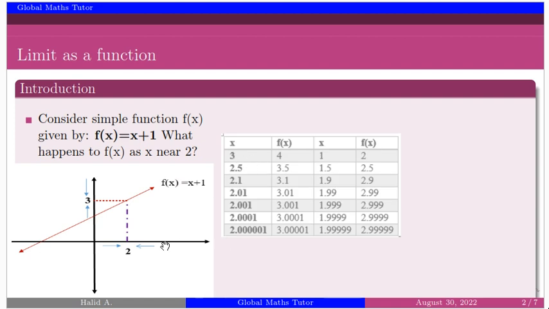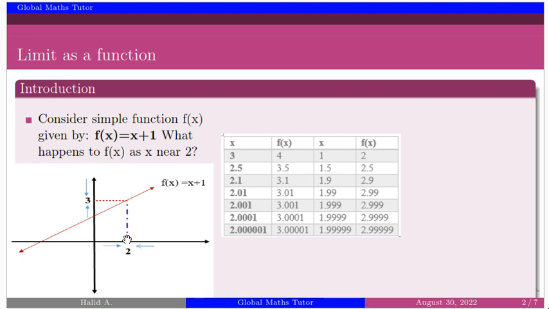For example, from this side, if you start from 3, f of x is x plus 1, so 3 plus 1 is 4, and when we get nearer, at 2.5 it will be 3.5, and at 2.1 like this one. And if we approach nearer and nearer, for example 2.00001 from this side, f of x will be nearer and nearer to 3.